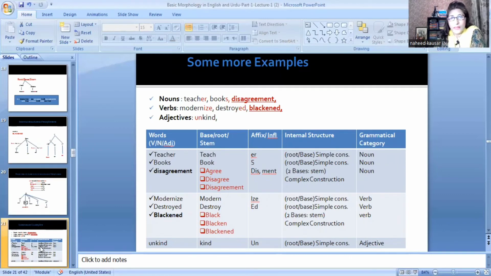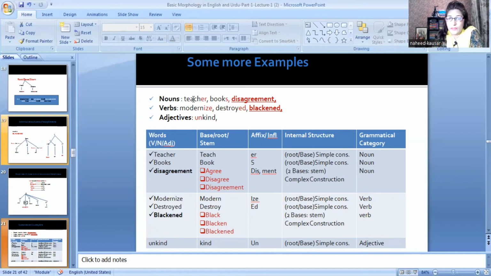Now, this is the last slide where I have put a few more examples on the same topic, and the word categories are nouns, verbs, and adjectives. For nouns, I have selected words like teacher, books, and disagreement. We have discussed the word disagreement already. And if we consider the words teacher and books, you can see that ER and S are attached to these two different words, where ER is the inflection and S is also an inflection, right?